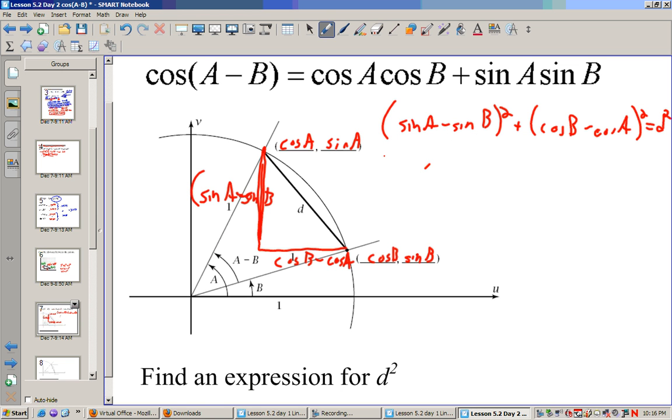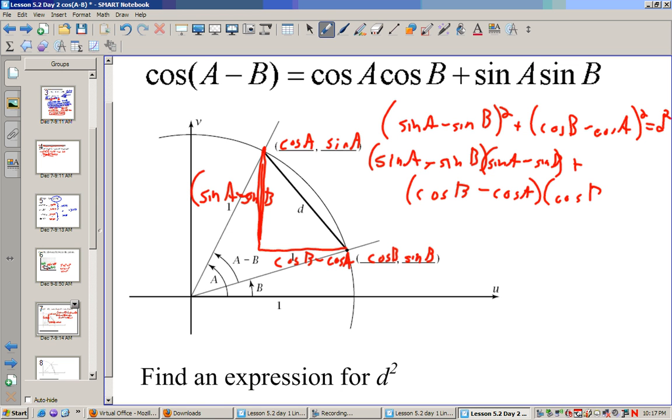When I expand this, that'll be sine A minus sine B times sine A minus sine B, plus, I'll move this to the next row, cosine B minus cosine A times cosine B minus cosine A, and that whole thing is still equal to D squared.